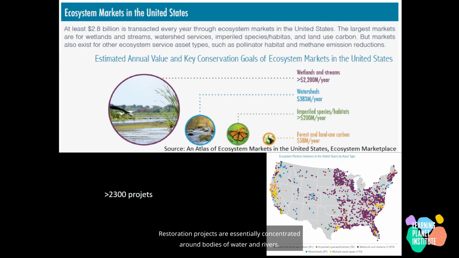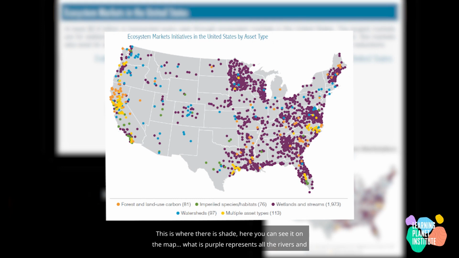Restoration projects are essentially concentrated around bodies of water and rivers. This is where there is shade. Here you can see it on the map. What is purple represents all the rivers and marshes, bodies of water. In light blue, these are the various catchment areas in this area, as you can see. Particularly for city supply, which is essential, for example, in many cases, such as a famous example in New York. The areas targeted to protect specific species are in green. There are also nearly 80 projects, but they are less important than the other two.